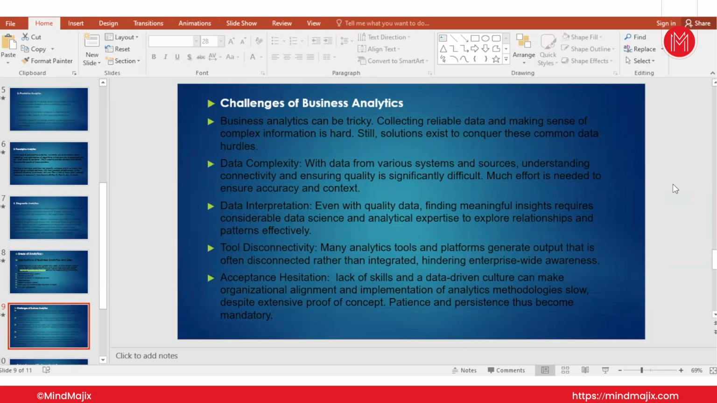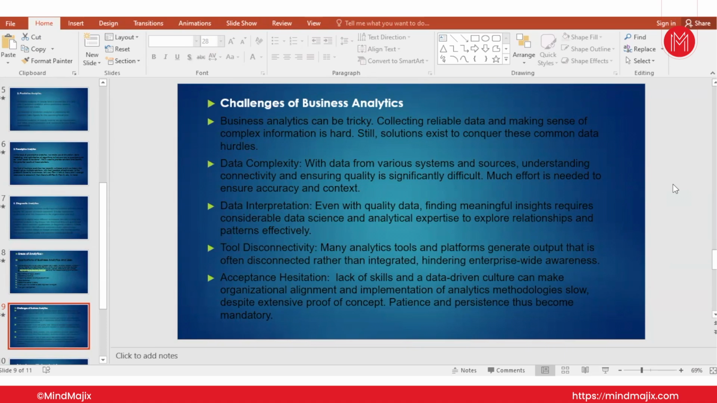Data interpretation: even with quality data, finding meaningful insights requires considerable data science and analytical expertise to explore relationships and patterns effectively. We have too much data, but we need to interpret that data and draw some insights. It is a huge amount of data, so interpreting it is a challenging task.